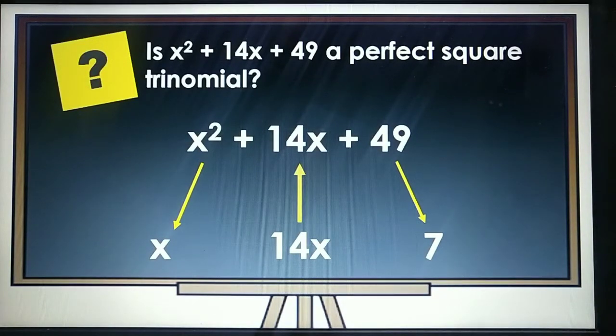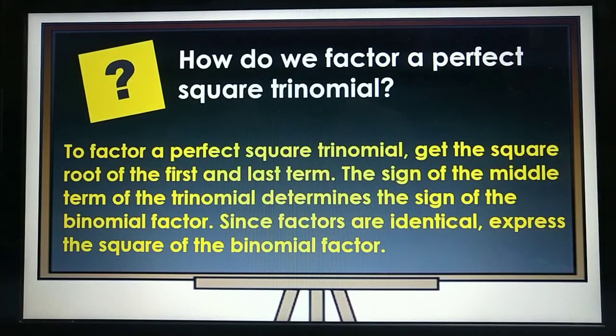Now that you know how to identify that a given trinomial is a perfect square trinomial, I guess you are ready to proceed on how to factor a perfect square trinomial. How do we factor a perfect square trinomial? To factor a perfect square trinomial, get the square root of the first and last term. The sign of the middle term of the trinomial determines the sign of the binomial factor. Since the factors are identical, express it as the square of the binomial factor.